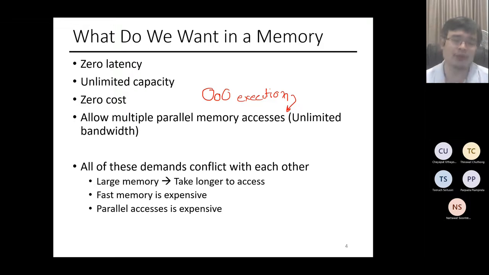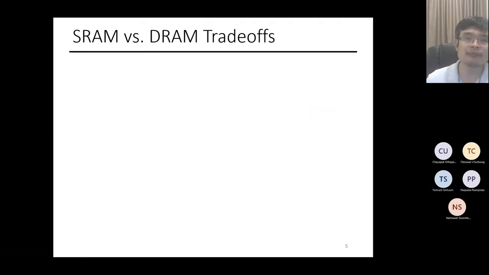As the size increases, you have to think about how to design this so that your access is still not too slow. When you want a fast memory, it is also expensive, because at the end of the day, everything that goes into performance costs some monetary component. Parallel access is also expensive. So zero cost is going to be hard, but we would like to bring the cost down, to make it affordable and more cost efficient.